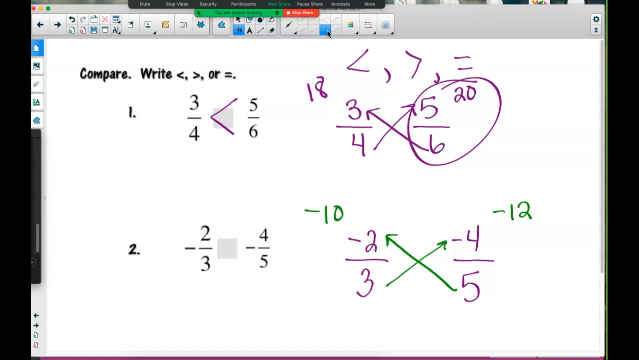What's bigger, -10 or -12? -10 is the bigger number. So -2/3 is bigger than -4/5. Okay, remember they're negative, so -2/3 is closer to 0. Everybody agree with that? We okay with that? So be careful with negatives.